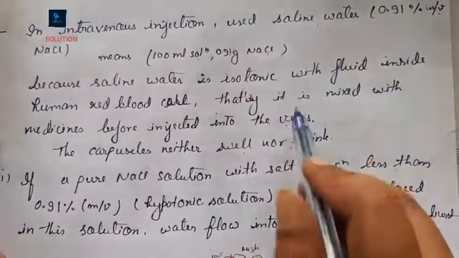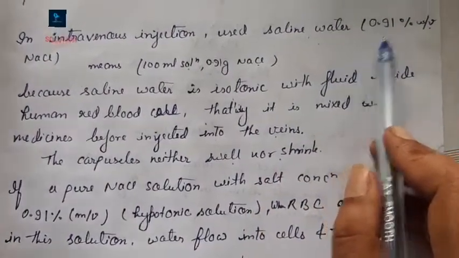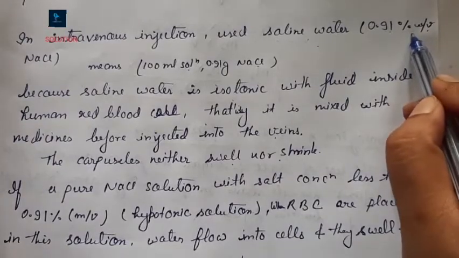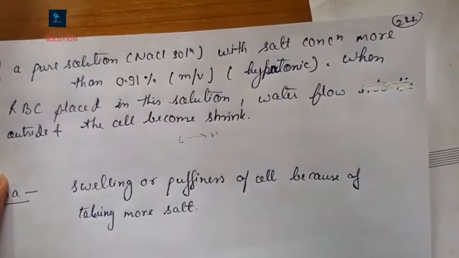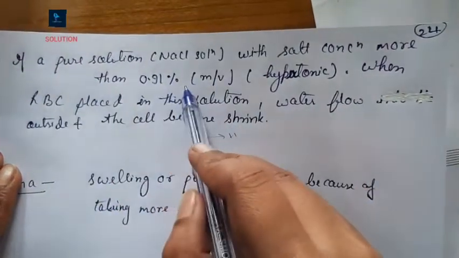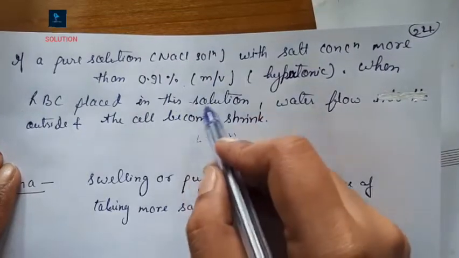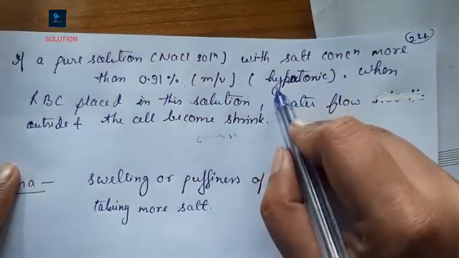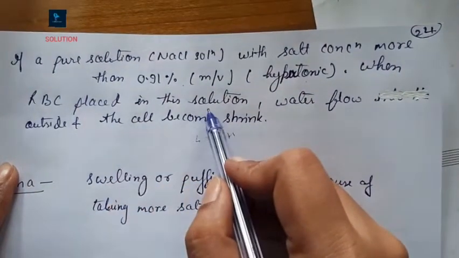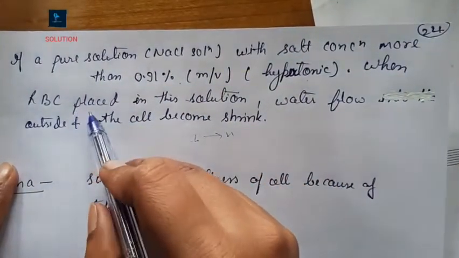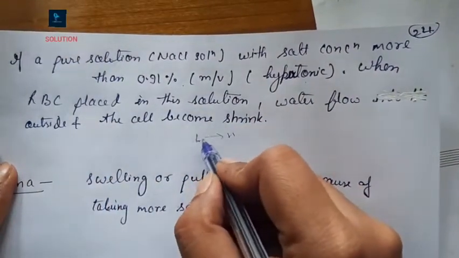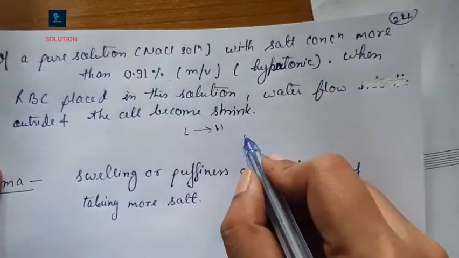What happens if we increase the concentration above 0.91% W by V? When we increase the concentration more than 0.91%, what happens? This solution is a hypertonic solution. When RBCs, red blood corpuscles, are placed in this solution, the water flows from lower to higher concentration.